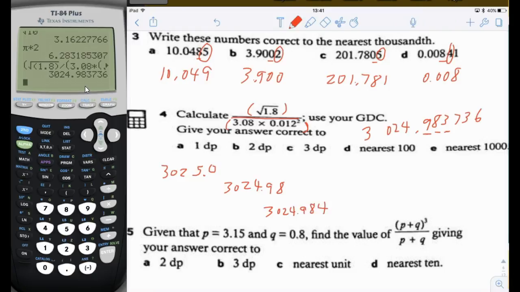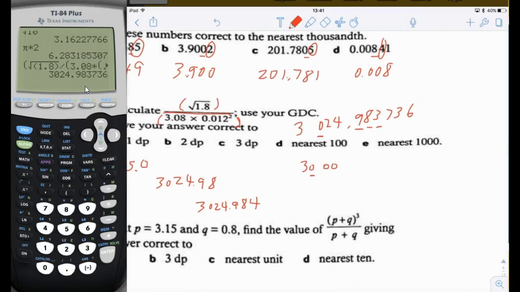Nearest 100, so I would look at the 0 here, and that would be the last digit I would keep. Is the 2 enough to round the 0 up to a 1? No, it's not. So it would be 30, and then I would fill in the rest with just zeros. It's kind of hard to tell here that it was rounded to the nearest 100 because we lose that information. That's only possible to show with scientific notation, which we'll show later.